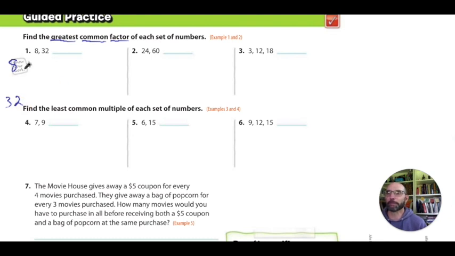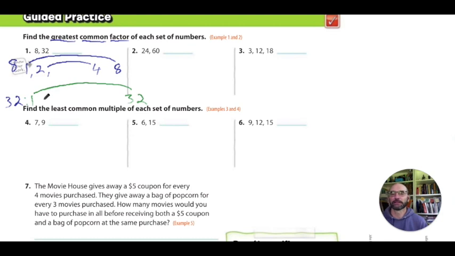And remember, we use the rainbow method. So 8 is 1 times 8 and 2, put a comma there, times 4. And those are all the factors of 8. Now 32 has some more factors, so let's try that. That's going to be 1 and 32. And what else is it going to be? It's going to be 2 times 16, right?